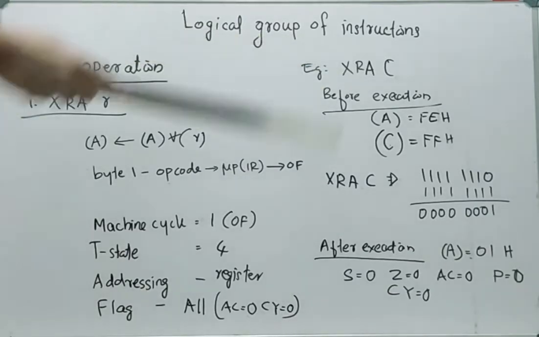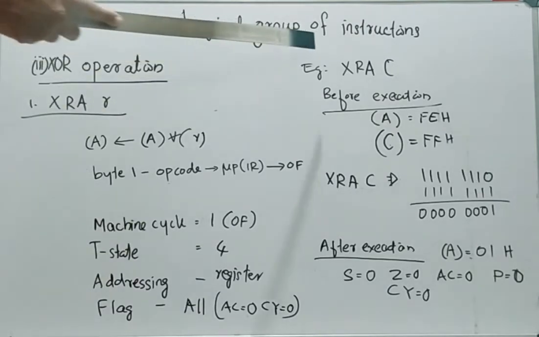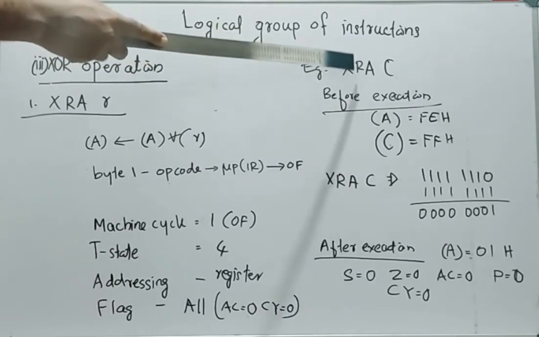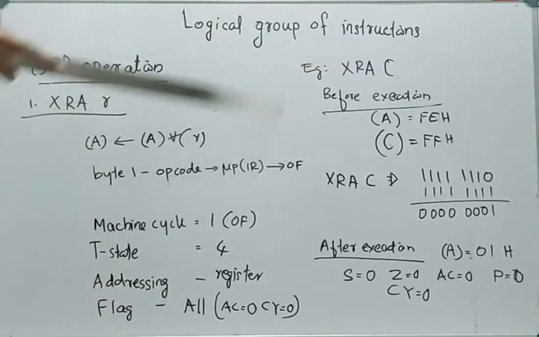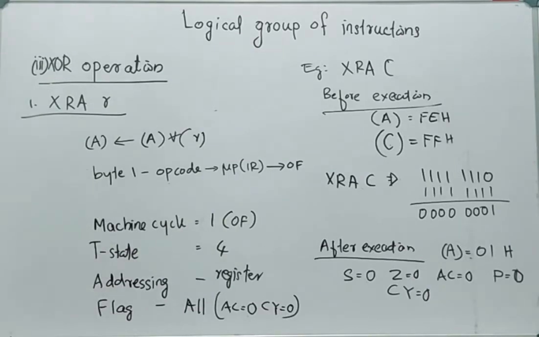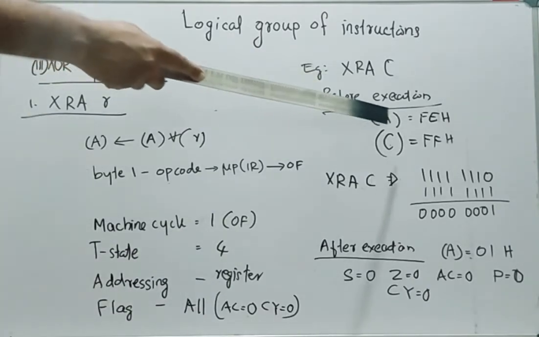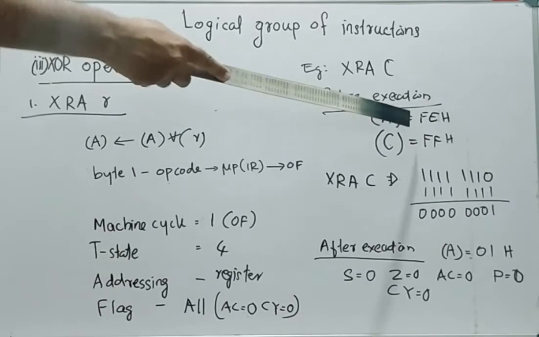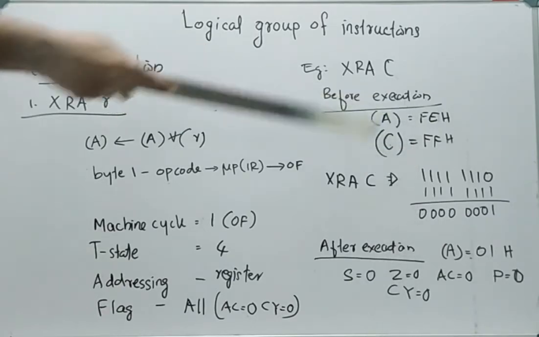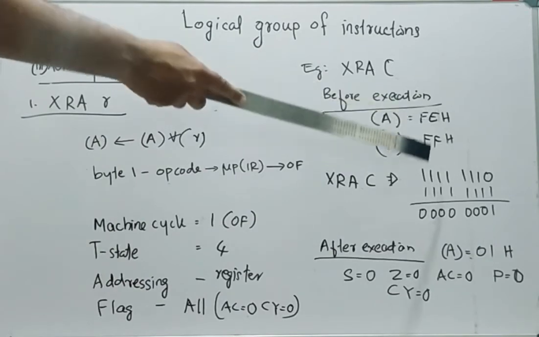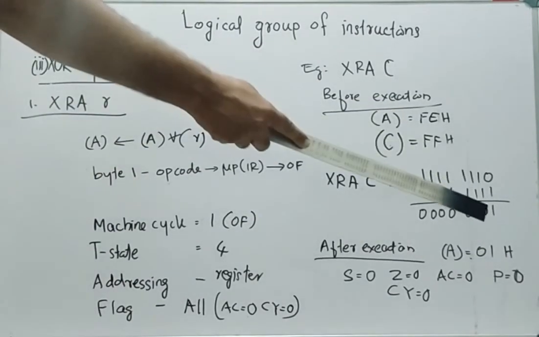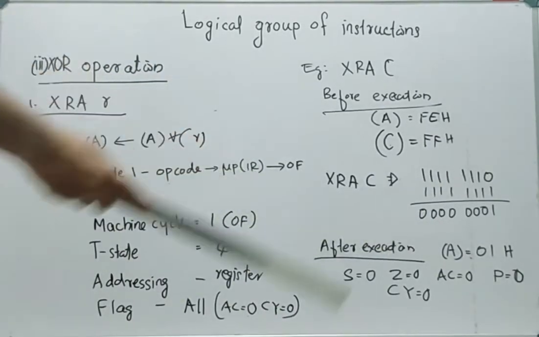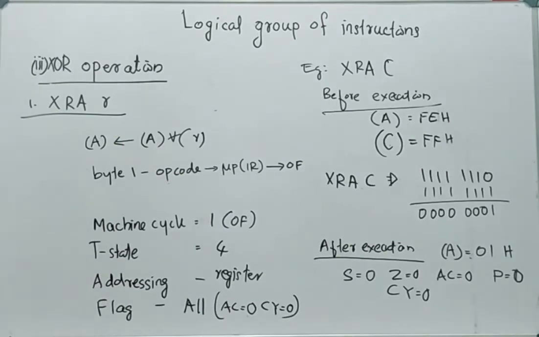Let's consider an example, XRA C. Whenever this instruction is executed, the content of the C register gets XORed with the content of the A register and the result is saved in the A register, that is the accumulator. Assume initially the content of A and C be like this before execution of this instruction. In order to do this XOR operation manually, we need to convert these into binary form like this. So here the result is obtained as 01. After execution of this instruction, the content of the accumulator will be 01.